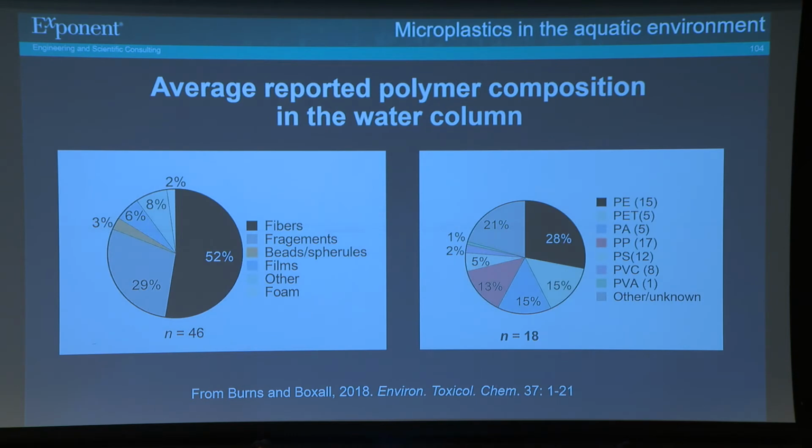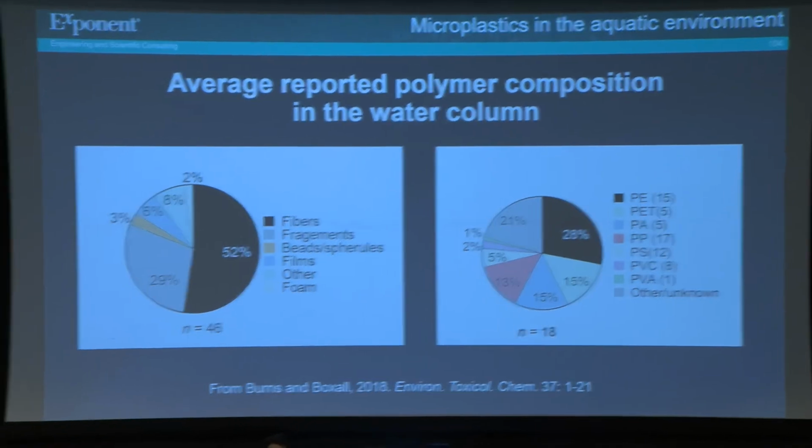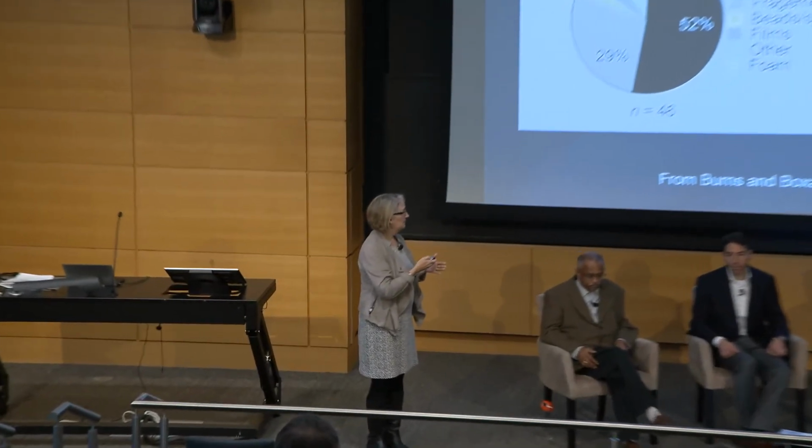And in these studies, the average reported polymer composition is mostly fibers in the black and fragments, and also mostly polyethylene and, I think, polyethylene terephthalate, PET, were the top two types of plastics in these particular particles. Of course, as Lou is going to refer to, these methods that use nets to contain these are probably not capturing the smallest particles that are in the environment. So there's a limitation there that Lou's work could probably be addressing.